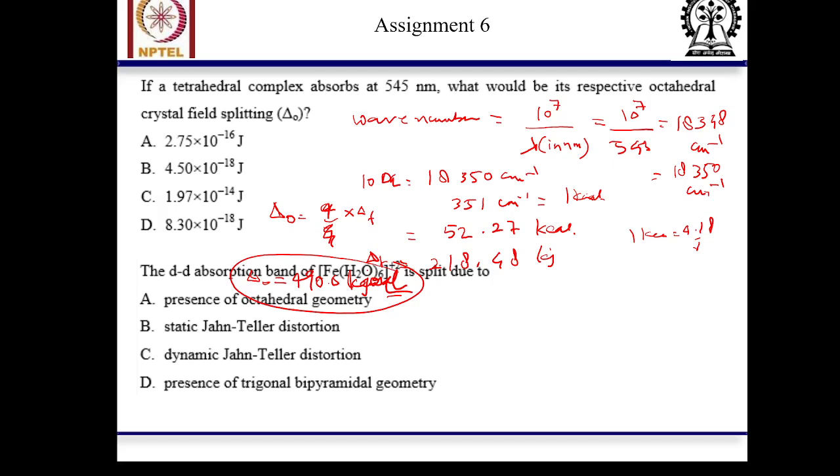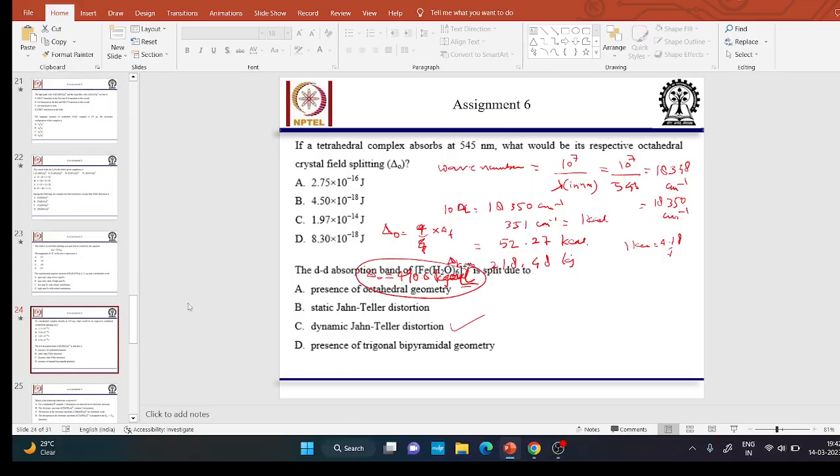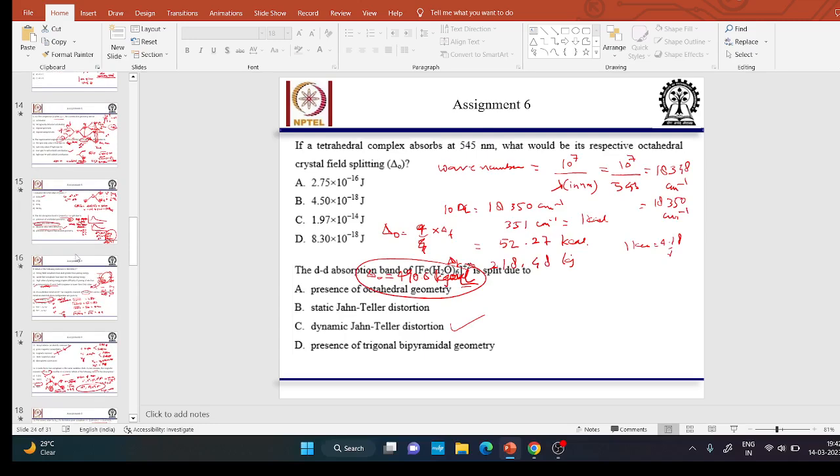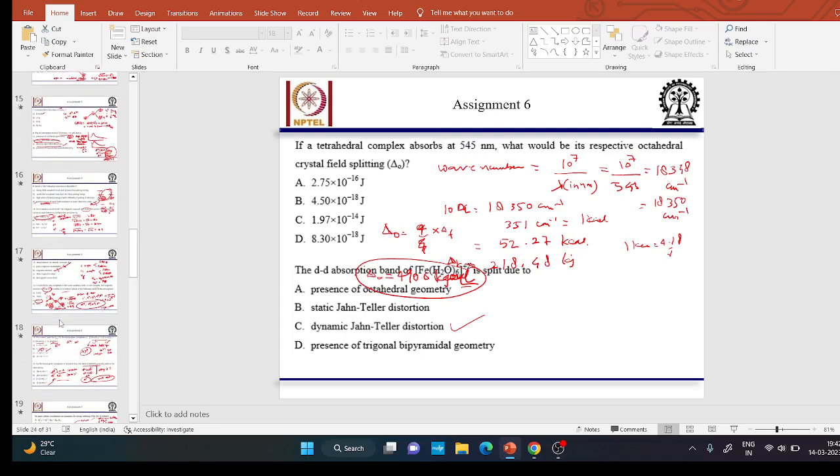The d-d absorption band of [Fe(H2O)6]2+ is split due to? I think we have already discussed that, it is the dynamic Jahn-Teller distortion. Okay, I think this is the end of the questions. Please let me know if you have any question. Do you people have any question? Yeah, you are correct, that is the dynamic Jahn-Teller distortion.